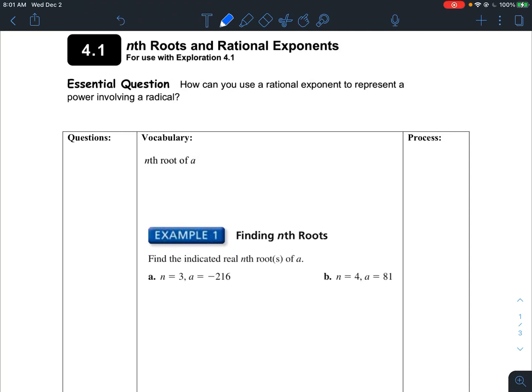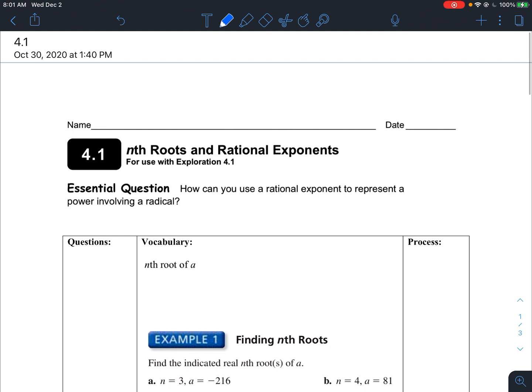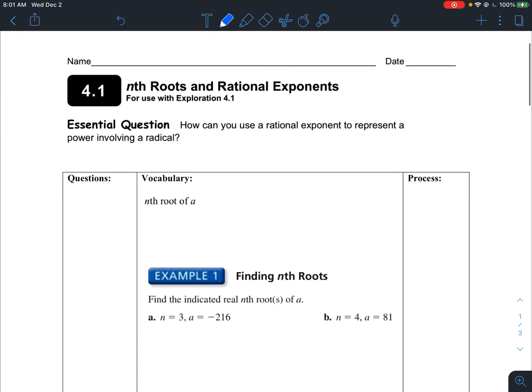Alright, so this week we're going to be covering 4.1 and 4.2. And most of this stuff should be a review of what we've covered in SM2, so it shouldn't be too bad. So, first of all, let's start off by defining what the nth root of a actually means, because you're going to hear that. Like in example 1, it's finding the nth root.